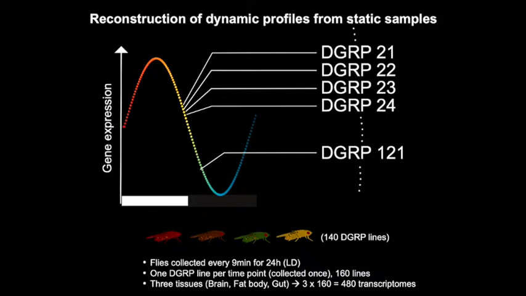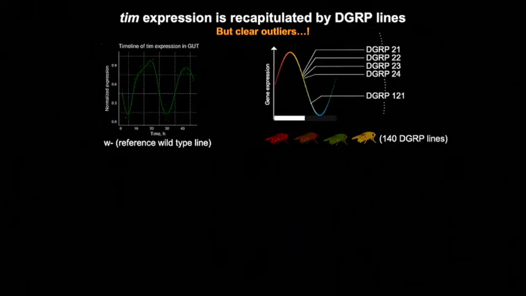I don't know if this makes sense, but let's try again. This is the timeline of timeless expression in the gut, for example, in the wild type or the white minus, right? So you can nicely see this oscillation. The question is whether you can reconstitute this same expression profile, but simply by adding dots here where each dot would be derived from a different DGRP line, right? The dots would simply be different not only in time, but also in DGRP line. That's the only caveat here. So if you understand this, then this is great because then you will understand the rest.